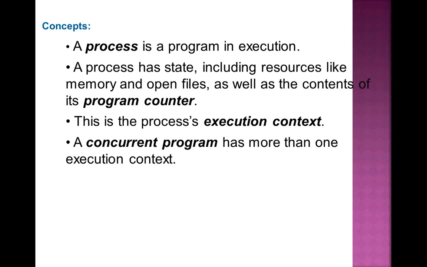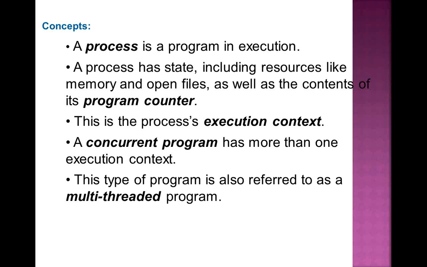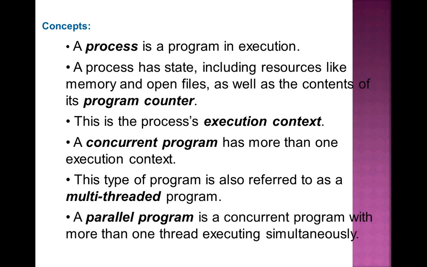The next point says a concurrent program has more than one execution context. That is, if I am using concurrency, it contains more than one execution context. This type of program is also referred to as a multi-threaded program. Whenever more than one program is executing at the same time, that is concurrent execution, it is known as a multi-threaded program. Then there is the parallel program, which is also a concurrent program with more than one thread executing simultaneously.